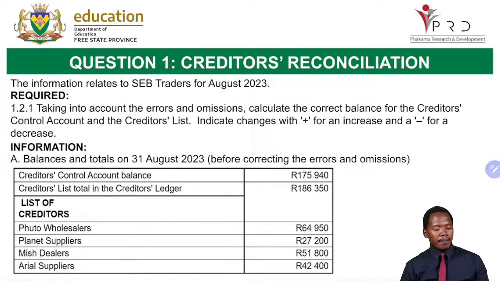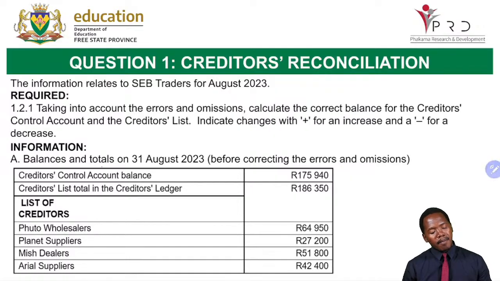Now let us look at this. The information relates to SEP traders for August 2023. Required 1.2.1, taking into account the errors and omissions, meaning the mistakes and the exclusions, calculate the correct balance for the creditors control account and the creditors list. Indicate changes with a plus sign for an increase and a minus sign for a decrease. So it's important that you write the signs. If you don't write the signs, we assume everything is positive.